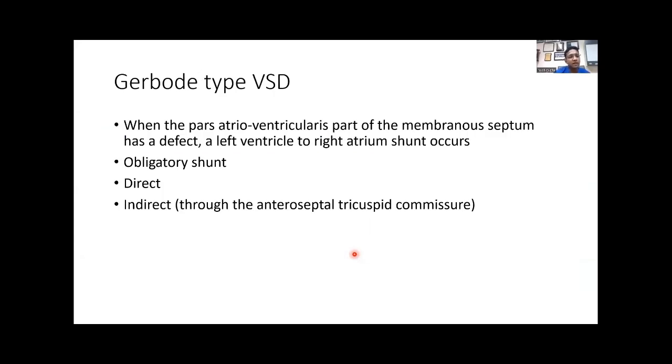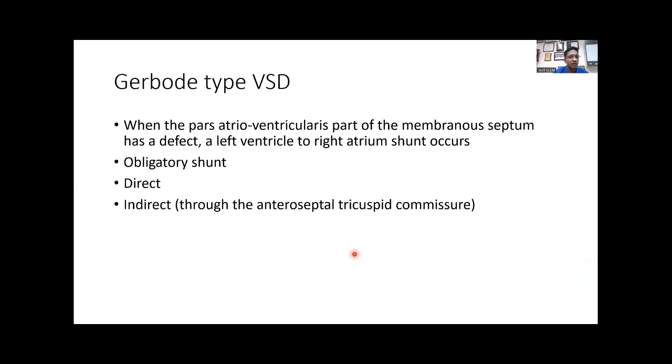This is an interesting VSD, the Gerbode-type of defect. We know the membranous septum has two components, pars interventricularis and pars atrioventricularis. Pars atrioventricularis separates the right atrium from the left ventricle, and when there is a defect in this part of the septum, it is a true Gerbode type of VSD.